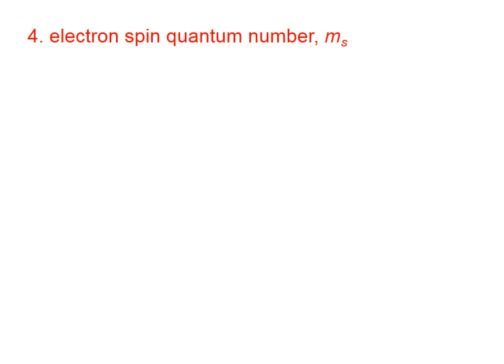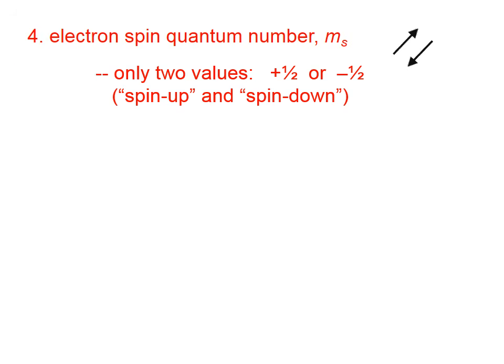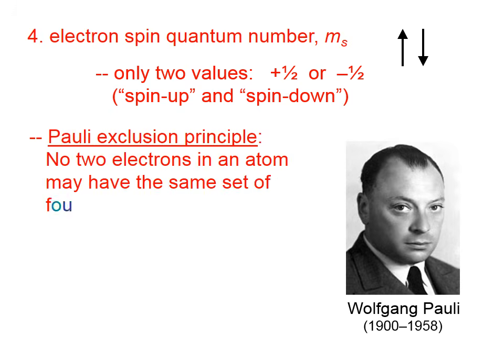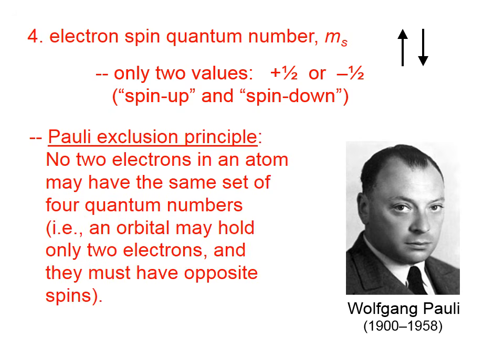The last quantum number is the electron spin quantum number, and it has only 2 values, positive or negative 1/2, which we refer to as spin up and spin down. Pauli's exclusion principle says that no 2 electrons in an atom may have the same set of 4 quantum numbers. That is, an orbital may hold only 2 electrons, and they must have opposite spins. Pauli's exclusion principle says that no 2 electrons in any atom can have the exact same address. Each electron has its own unique set of 4 quantum numbers.